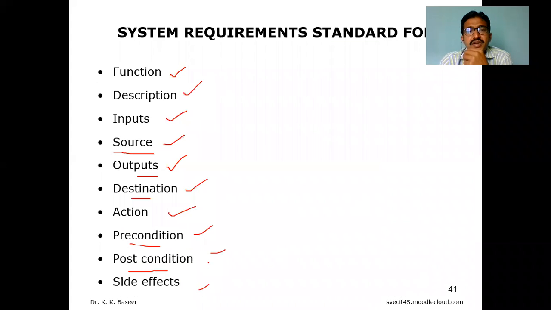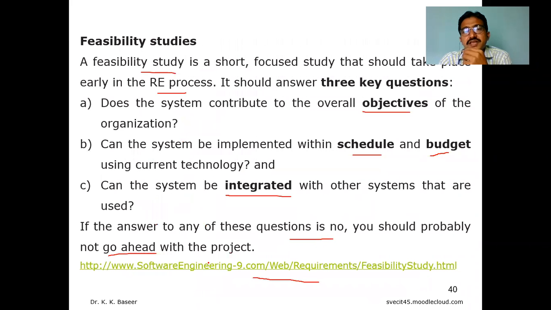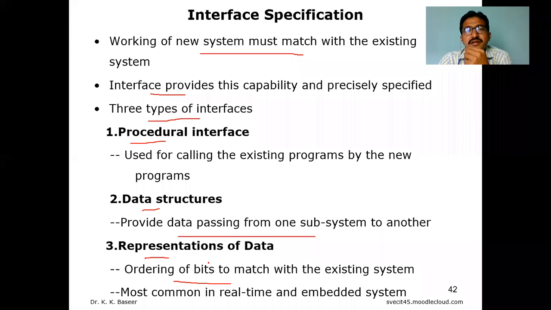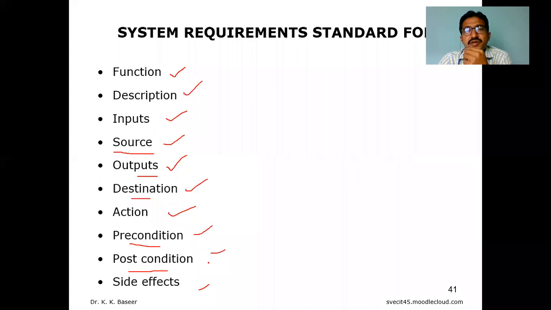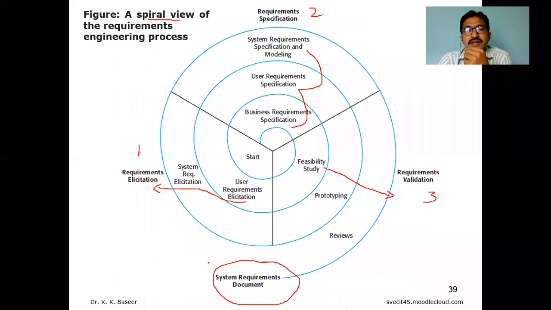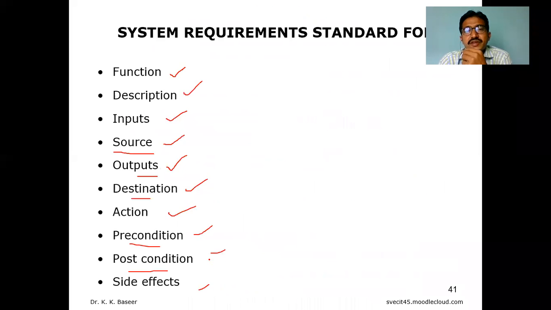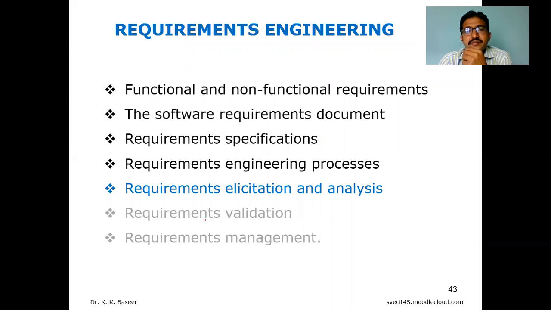Okay, so these are the three main things which we discussed in detail: the feasibility study, the standard form, and the interface specifications that we require for this. And in detail for each phase, that is requirement elicitation, specification, and validation, those topics will be discussed here. In the next topics we'll discuss requirement elicitation, analysis, requirement validation, and requirement management. So that's for now.